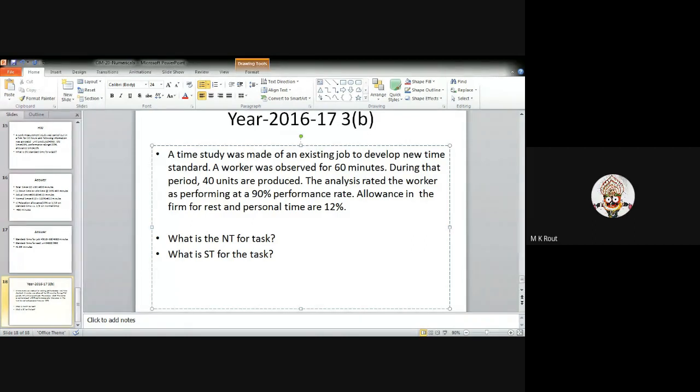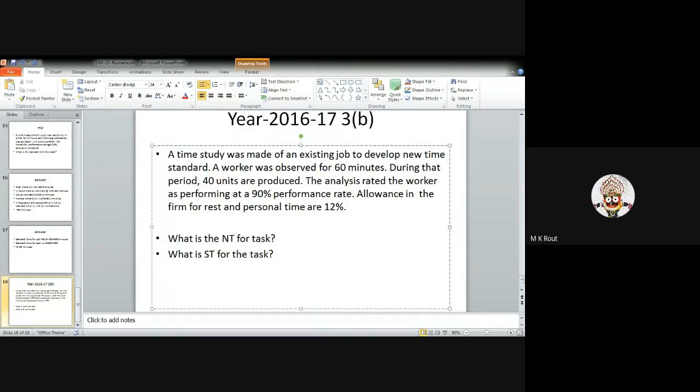90 divided by the total number of observations, that is given as 60 minutes, into 100, how much? 150. Exactly. Moving to the next one. For calculating the normal time, the formula for normal time equals total time into percent of working into PR rate divided by the number of acceptable units. That equals how much?